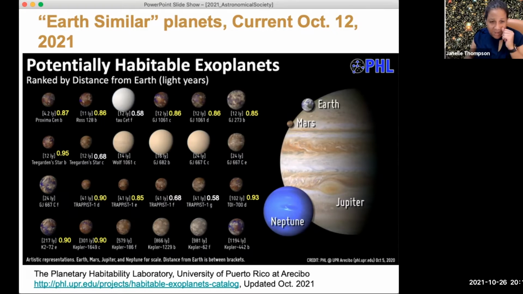So two interesting ones I'll just point out here. Teegarden's Star b, 0.95 Earth similarity, and then Proxima Centauri b. Proxima is interesting because it's our backyard exoplanet. It's only 4.2, or 4.1, light years away from us.